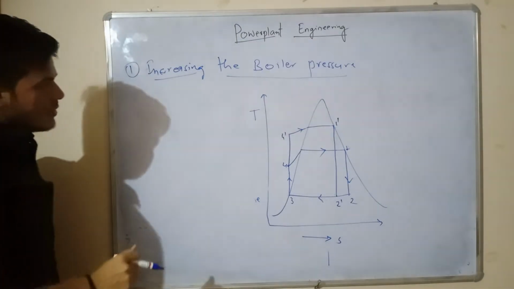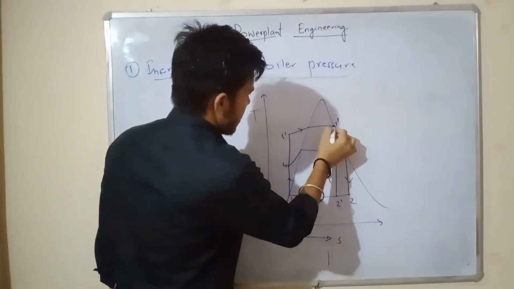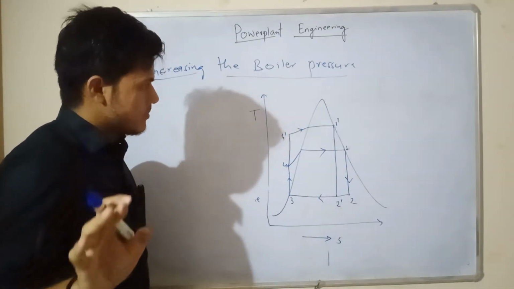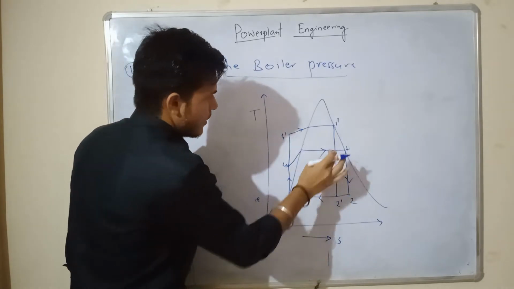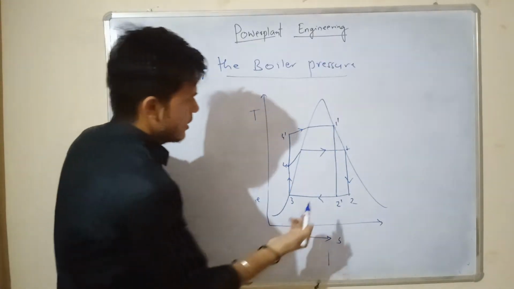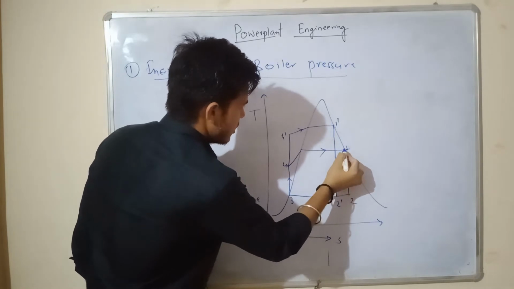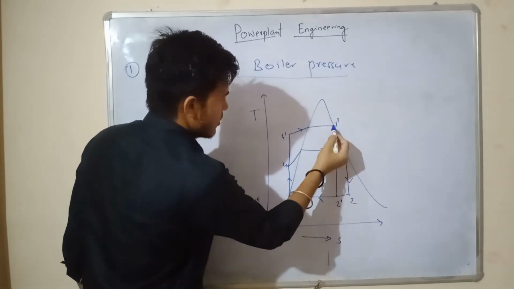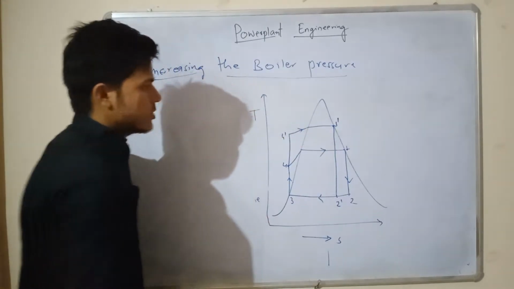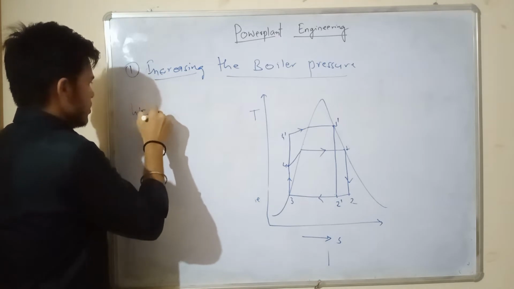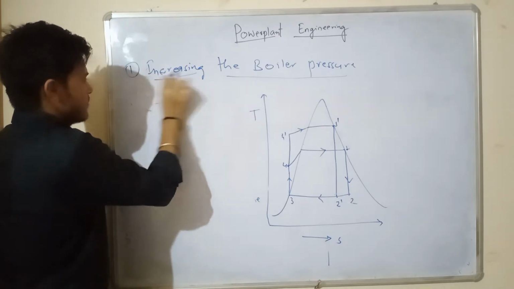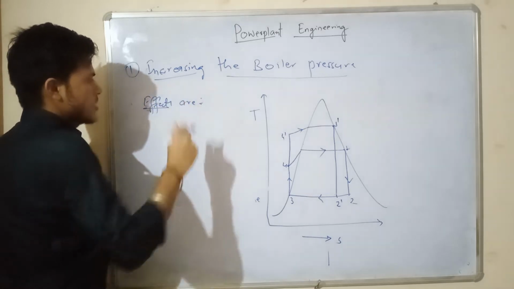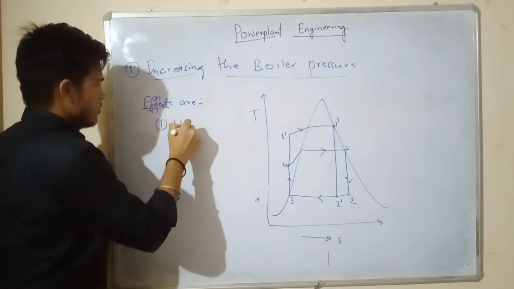First and foremost, observe from the diagram, my dear. Now this 1 2 3 4 is a simple Rankine cycle. After increasing the pressure, the turbine work is increasing, from here to here, which indicates the turbine work. WT increases. What are the effects? After increasing the pressure, we get, number one, WT increases.